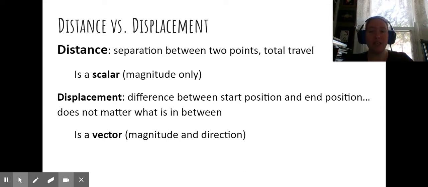Now, displacement is very similar, but there's a very important difference to displacement. So displacement is the difference between your start point and your end point. And it doesn't matter what came in between. Okay, so displacement would be the distance between Chicago and New York, but maybe you traveled Chicago and then you went down to Indiana and then you did a big circle in a loop and then you went up to Canada and then you went back down to New York. Your displacement would just be the distance between your start point in Chicago and your end point in New York. So displacement is a vector, which means it has both magnitude, so just a number and a unit, but it also has a direction. So that's very important for displacement. And again, we're going to dig more into that when we do vectors later on.